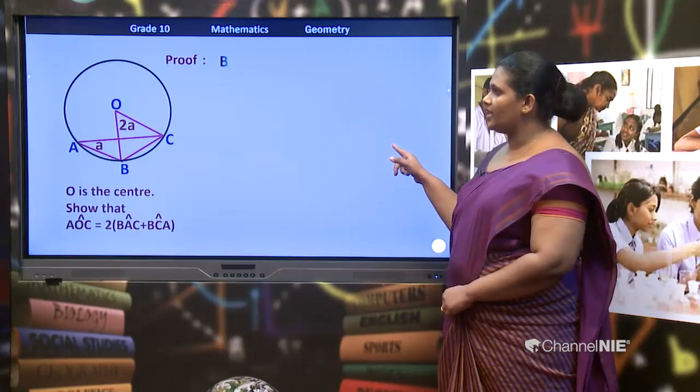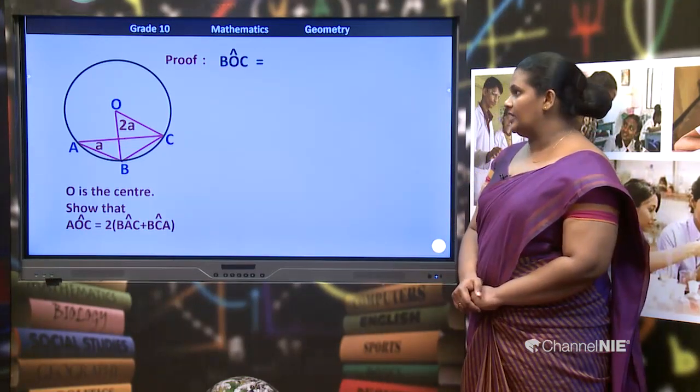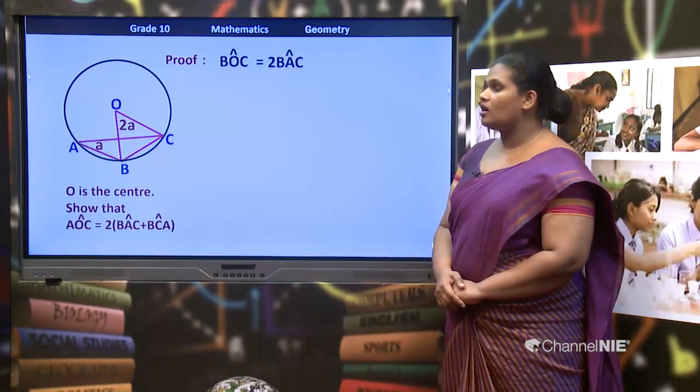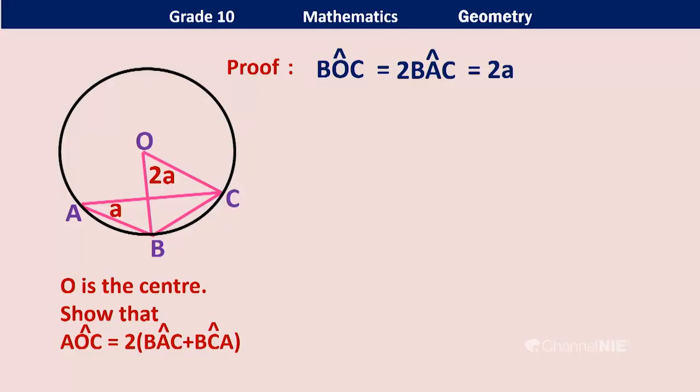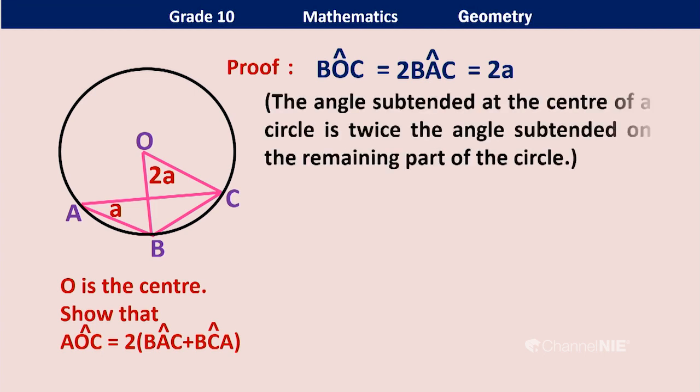Now, we can write the proof as angle BOC is equal to twice of angle BAC. So, there also we have to mention the reason. Before that, we have to mention the amount we have used using the letters. So, that is 2A. So, we will write the reason. The angle subtended at the center of a circle is twice the angle subtended on the remaining part of the circle. Right. Now, we have got a relationship between angle BOC and angle BAC.